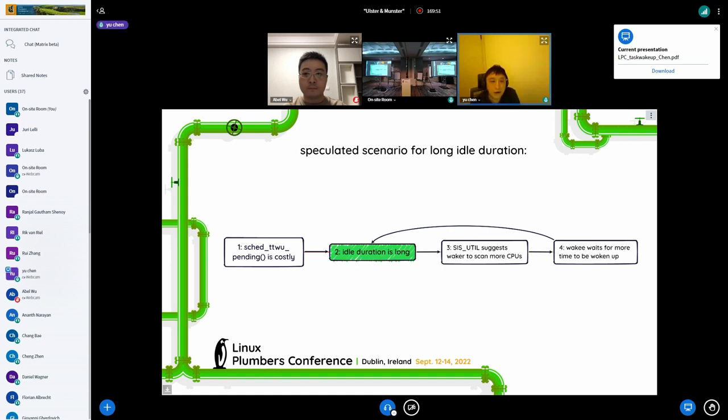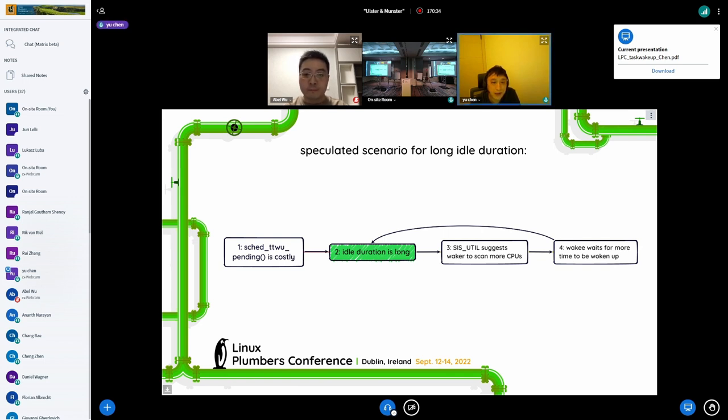Here is a possible scenario to explain this problem. Since sched_ttwu_pending delays the quit of idle, in step two, the idle duration looks longer. Then in step three, this non-idle duration would mislead sysutil. Later, sysutil suggests the waker scan for more CPUs. The time spent on searching for an idle CPU would make the wakee wait for more time, which in turn leads to more idle time. So this looks like a chain reaction, and the system has raised a question.